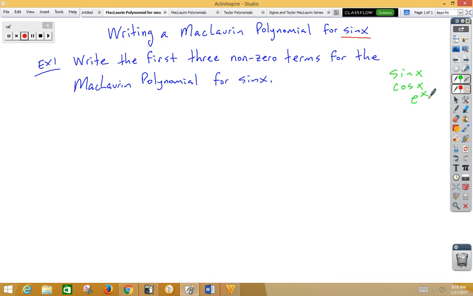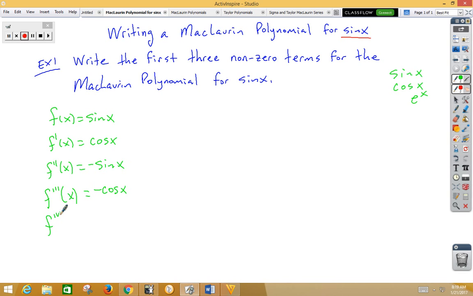So the first thing we do is we have our function f of x is sine of x, and we're going to start taking some derivatives. The derivative of sine is cosine. The derivative of cosine is negative sine. The derivative of negative sine is negative cosine. And the derivative of negative cosine comes back to sine.